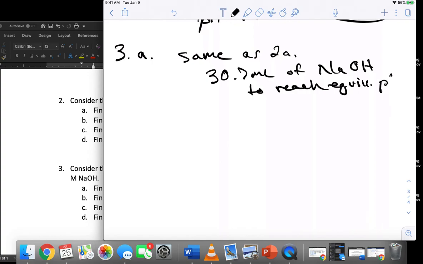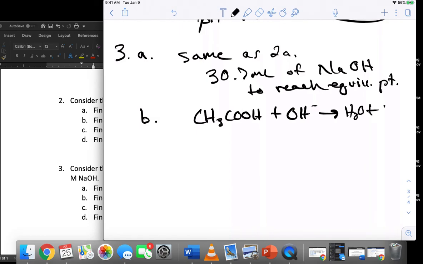And again, if you want to do M1V1 equals M2V2 here to find that, you can. Acetic acid and sodium hydroxide would be a 1-to-1 ratio. Acetic acid is 1 proton, sodium hydroxide is 1 hydroxide, and that's what I mean by a 1-to-1 ratio there. And so now for part B of number 3, it's going to start out very similar to my previous BCA table, except that it's a little bit different now that I have my acetic acid. I'm going to write this the way I usually write acetic acid, plus my hydroxide. I'm going to leave the sodium out this time because that's what I normally do. Making water and acetate.